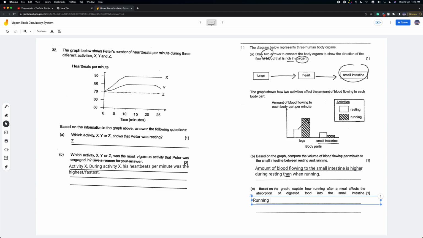So we use the word from the question. Running after a meal will result in less digested food being absorbed into the small intestine. As I'm typing, I'm looking at the question to make sure I'm using the right words that I copy from it. And this is an explain question, so we cannot stop there.